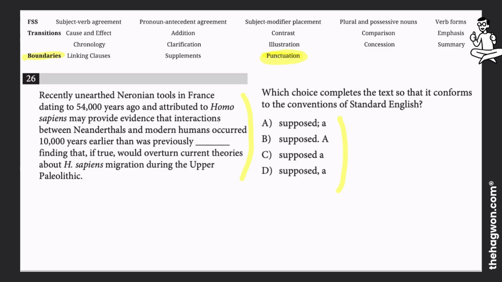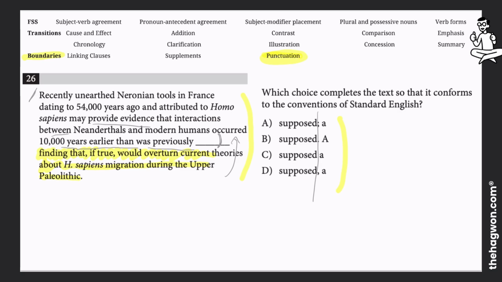flow of the sentence so that we know how this part, finding that if true, would overturn current theories, is the most important part to be understood in terms of how this functions in the sentence. So when you skim from recently unearthed all the way down to, let's say, Homo sapiens may provide evidence that interactions between Neanderthals and modern humans occurred 10,000 years earlier than was previously supposed. Okay, we all acknowledge that supposed is the end of one idea.